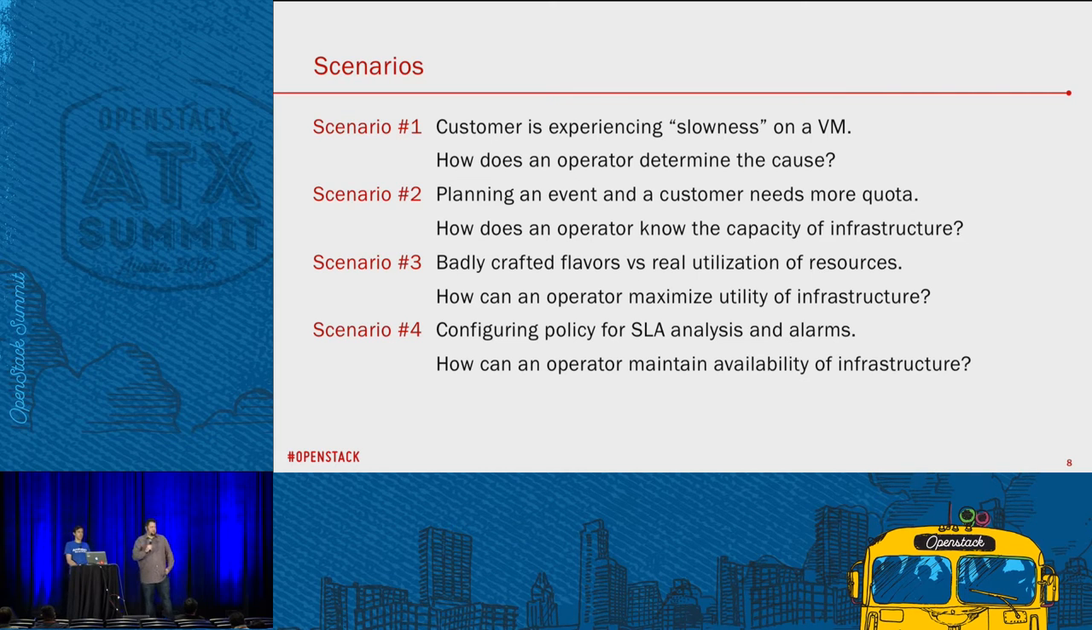Let's say that the marketing team is getting ready to launch an event, or the Oprah effect is going to happen. Being able to go past just project quotas and answer very simple questions of, do I actually have enough capacity in my cluster right this second to be able to handle this incoming spike that I'm anticipating? Another one that we see quite a bit is badly crafted flavors.